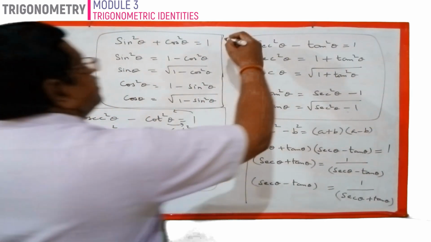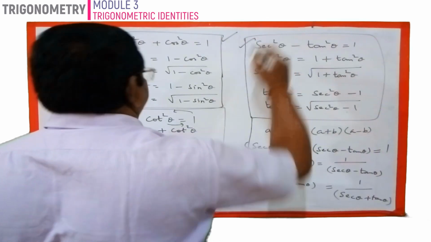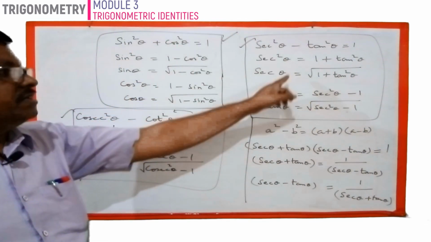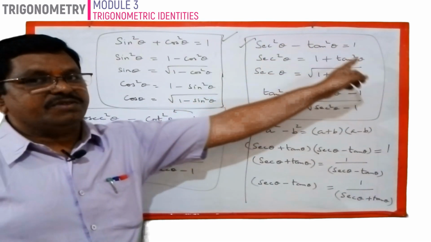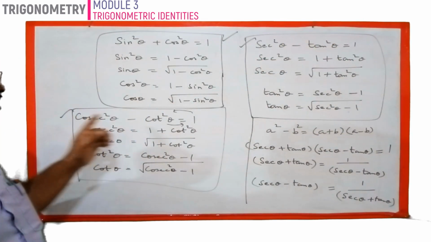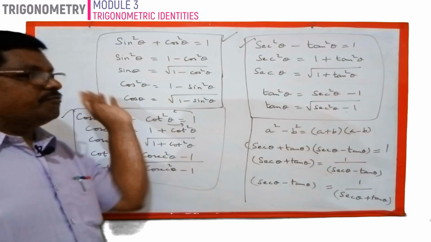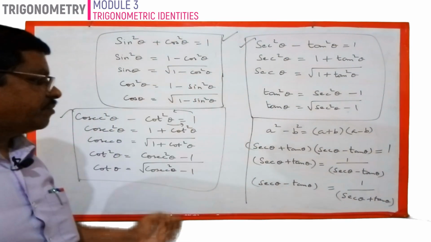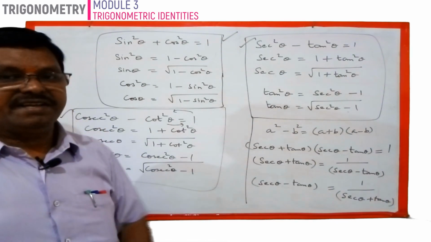Remember only these three identities. Sin square theta plus cos square theta is equal to 1. Secant square theta minus tan square theta is equal to 1. Cosecant square theta minus cot square theta is equal to 1. From these three formulae, you can find other formulae by your own ideas.